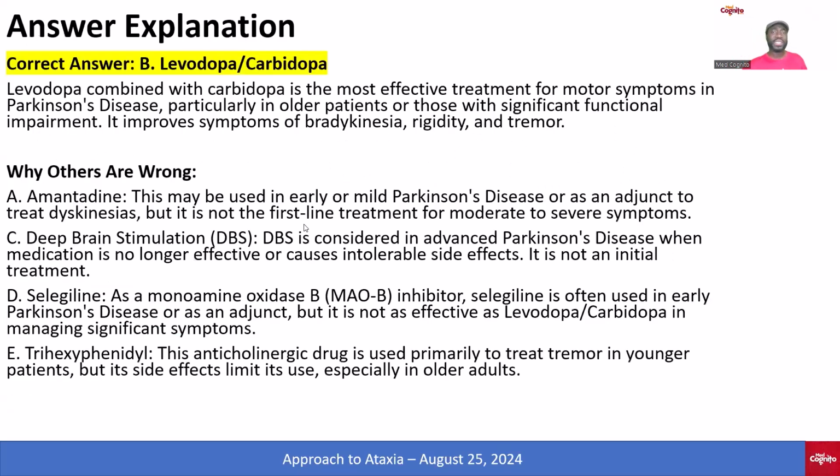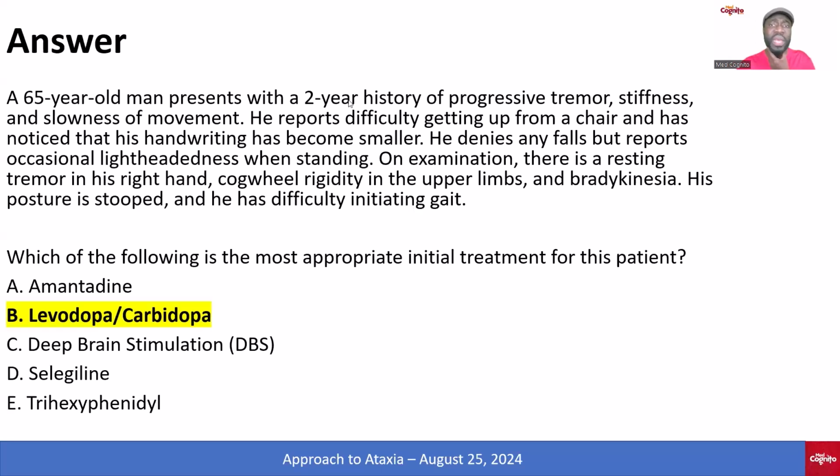So, what is the issue here? Remember that this patient has a 2-year history of progressive tremor, stiffening and slowness of movement, okay? He reports difficulty getting up from a chair and has noticed that his handwriting has become smaller. That is what we call micrographia. Now, he denies any falls. So in reality, the question is telling us there's no trauma, but he reports occasional lightheadedness when standing. Probably he has some postural hypotension or something.